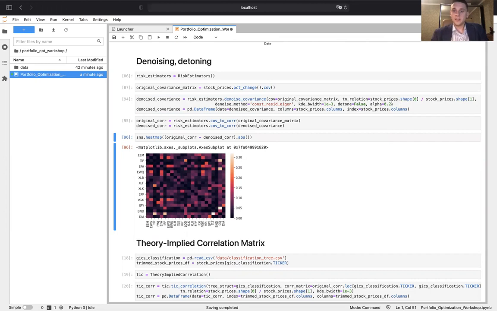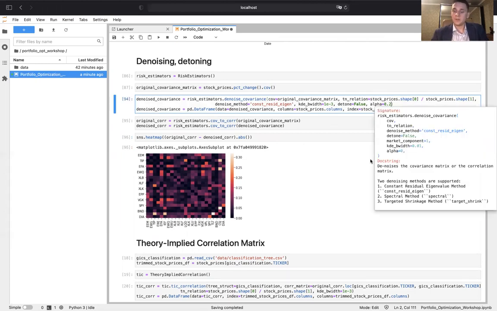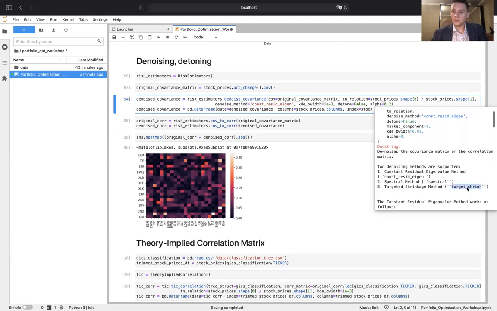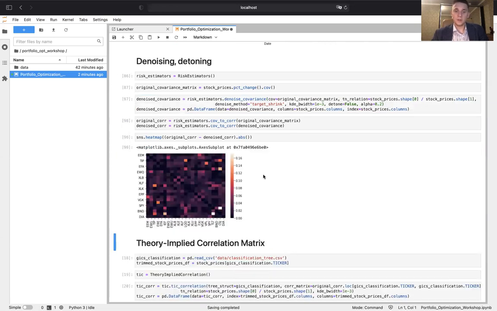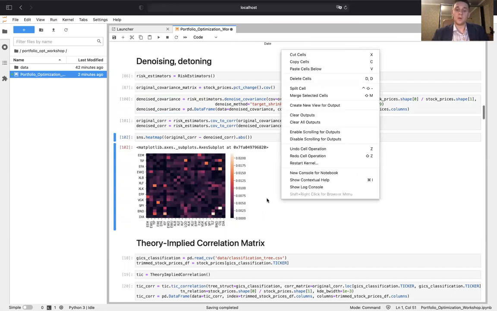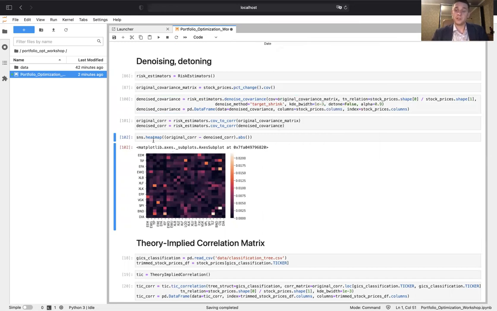So now let's take a look at how the target shrinkage method works. Let's say that we use the target shrinkage denoising method, and let's say alpha equals 0.2. Here we can see that the target shrinkage method generates a different denoised covariance matrix, and by changing our alpha values, the difference between the original and denoised correlation matrix starts to change, because alpha impacts the way you denoise your covariance matrix in the target shrinkage method, but not in constant residual eigenvalue.